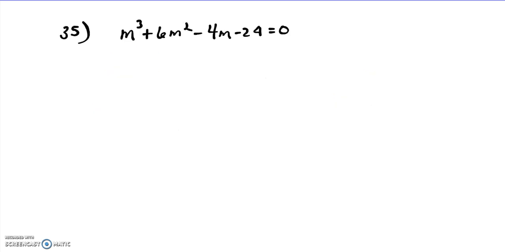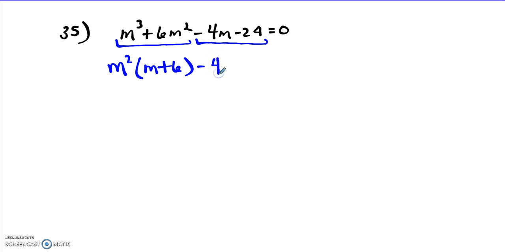Going on to number 35 from the homework, or the review problems. We have 4 terms. So 4 gets grouped into 2 and 2. I look for the greatest common factor here, m squared, and I'm left with m plus 6. So that's what I want to get out of this second group. I want to get an m plus 6. So what do I factor from a 4m to get a regular m? I take a negative 4 out, and I have m plus 6.